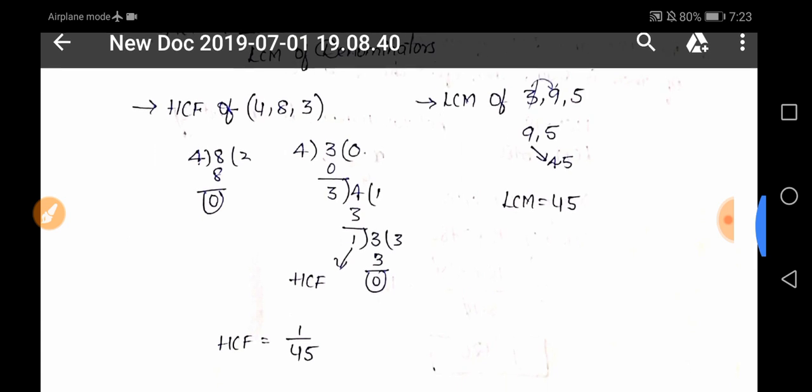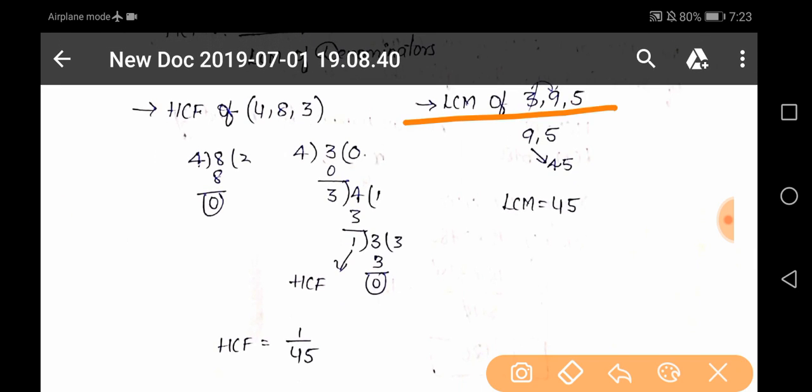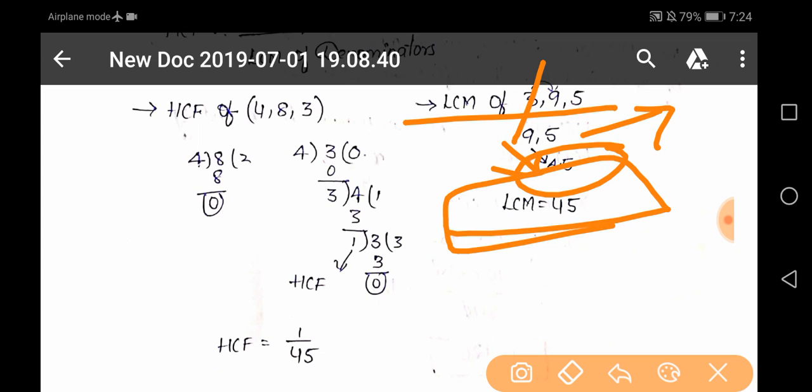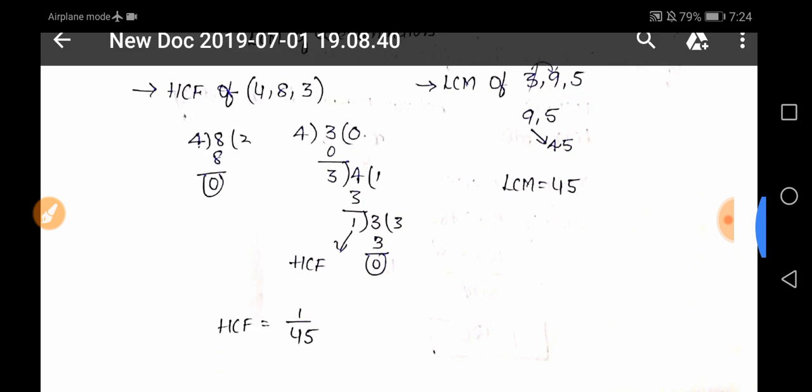And the LCM of 3, 9, 5: 9 will get cancelled by 3, so eliminate 3. So 9 and 5 are there. In the 5 table, 45 will get cancelled by 9. So the LCM of 3, 9, 5 is 45. You can do it in another method also, you will get this itself, but this is a very short method that you can solve the problems. So the HCF of 4, 8, 3 is 1 and the LCM of 3, 9, 5 is 45. So the HCF is 1 by 45.